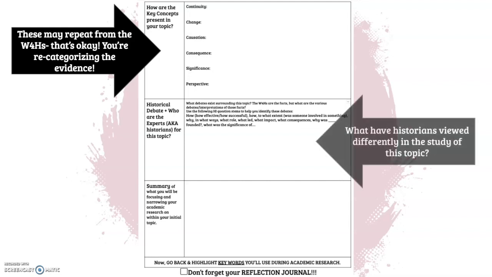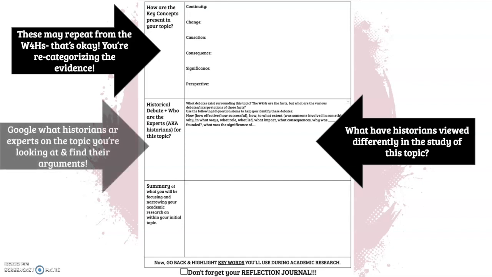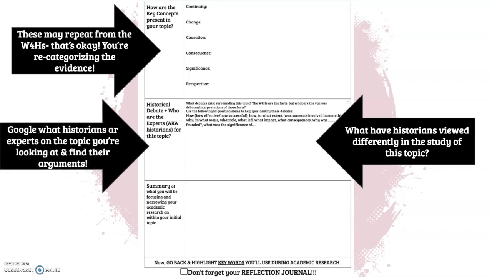So let's start finding those arguments. What have historians viewed differently in the topic? What was the most significant cause? Or what impact did this ultimately have? Or how effective was, and so on? So what I want you to do is find historians, find the experts, and find their arguments.